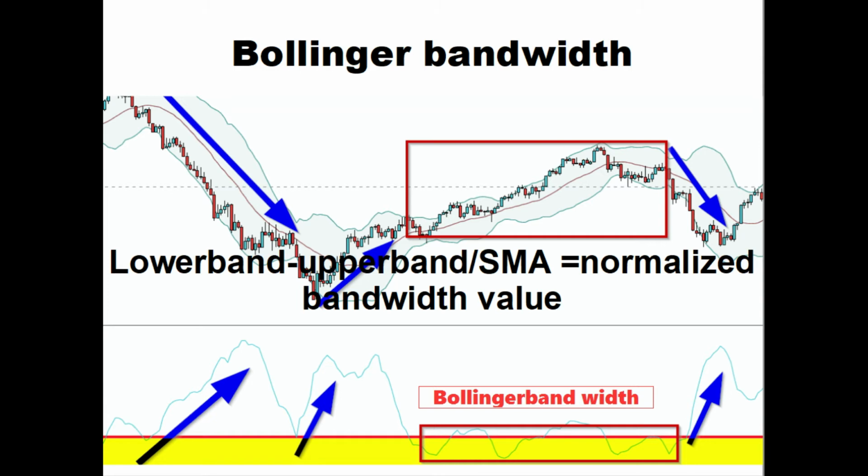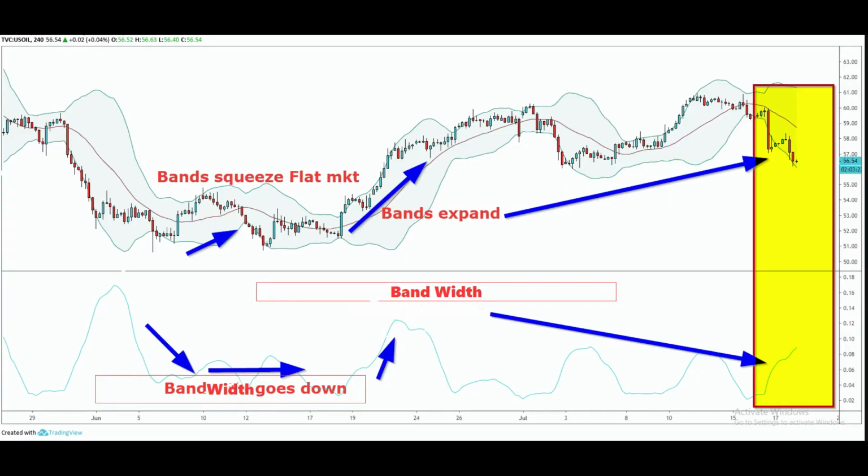When this indicator dips down, we can assume that the markets are entering a non-trending period. It means that the Bollinger bands on the price are contracting, and we might see the bands entering into a squeeze. When the bandwidth moves up, it indicates volatility is increasing and the Bollinger bands on the price start expanding.